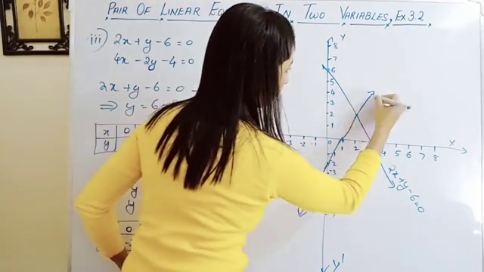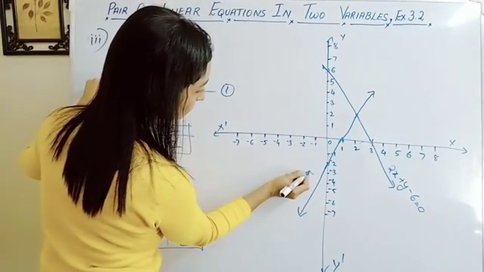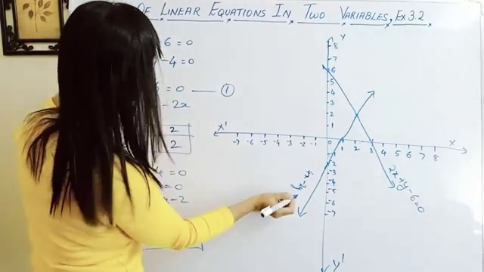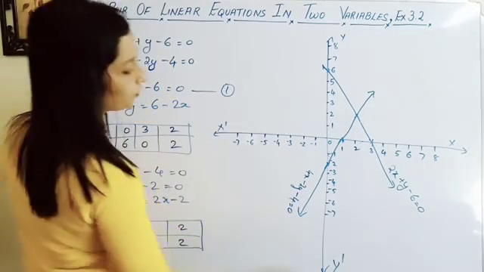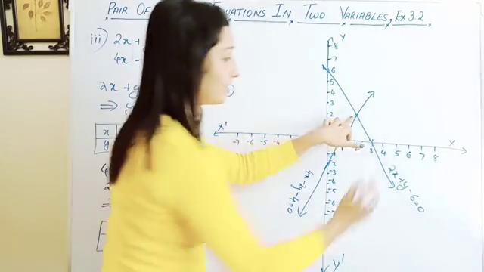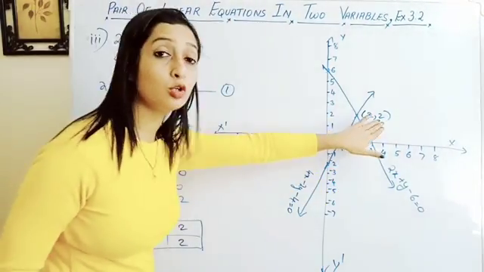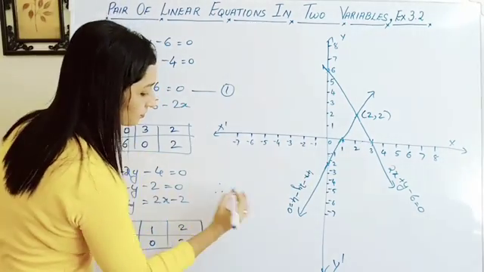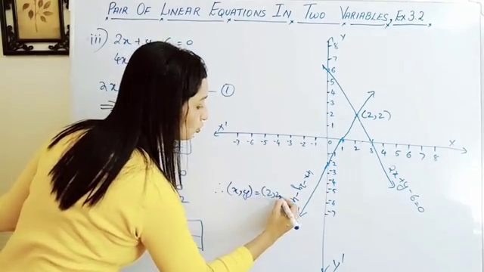So this is our line, and the equation is 4x minus 2y minus 4 equals 0. So these are our two equations. Now these two lines intersect at the point (2, 2). So now this is our solution. So how do you write the answer? Therefore, (x, y) equals (2, 2).